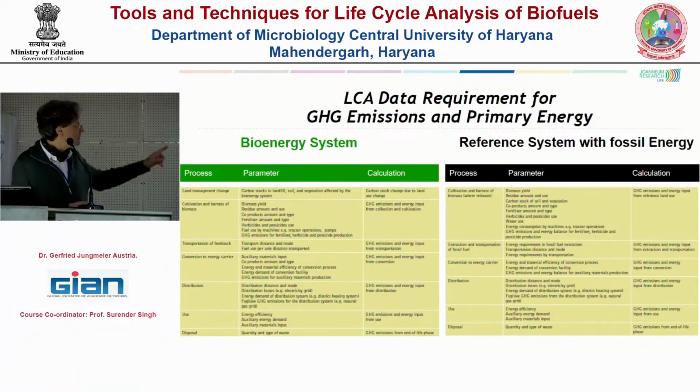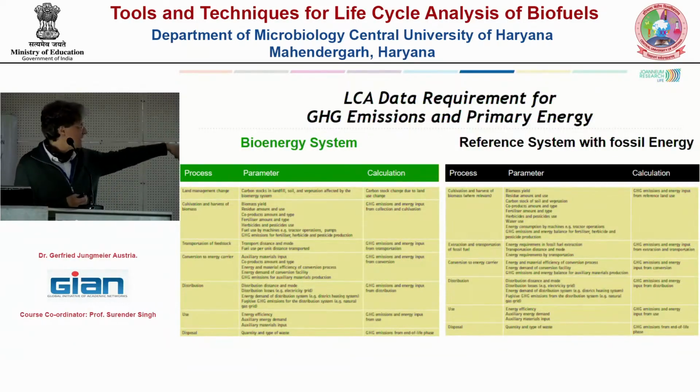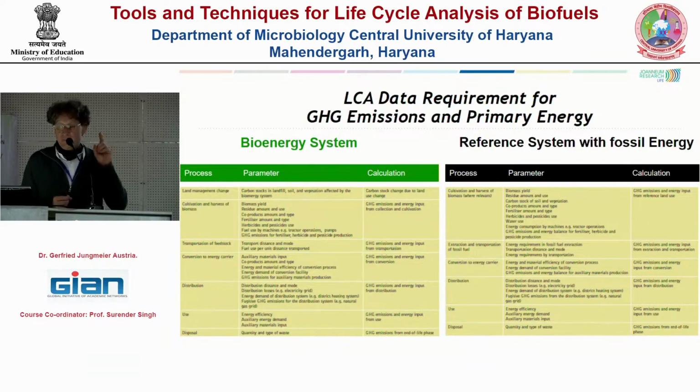And similar also on the reference side, also the key processes in the first column of the fossil energy system, and also giving you the key parameters. Maybe there are 20 or 25 main parameters if you want to calculate greenhouse gas emissions and primary energy demand. So if you only look at greenhouse gases and primary energy, you need data describing that.